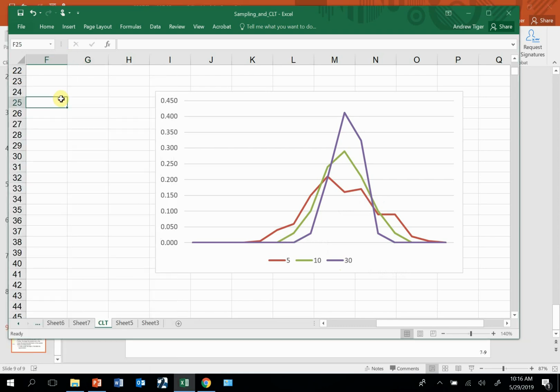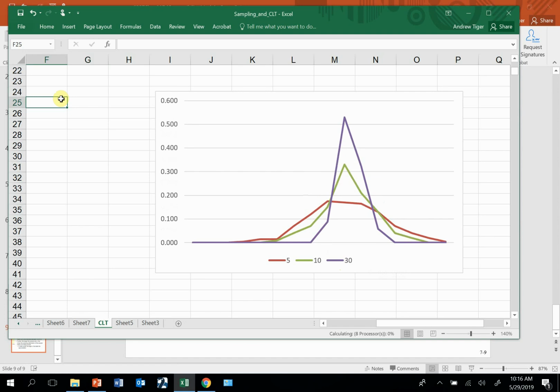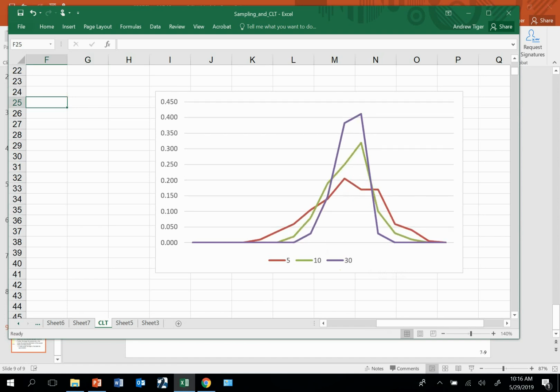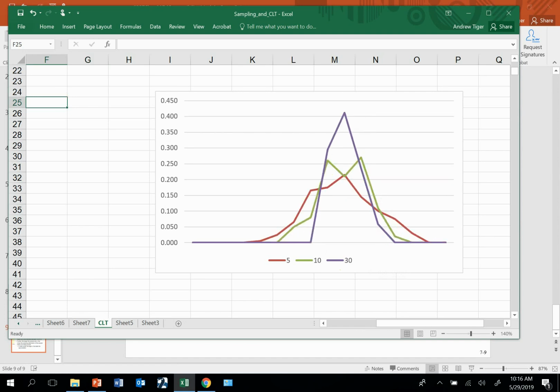I'm just re-rolling the dice, and it's always going to look like that. There's something that looks fairly normal for the purple, the greens sort of, and the 5 is also. Okay, that's a demonstration of how when you take averages, the distribution of averages looks normal and it has less variability the larger sample size you've got.